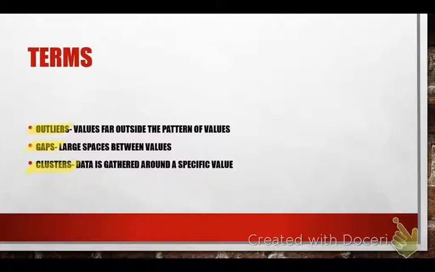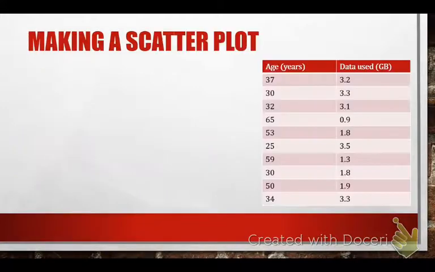Okay, so in example 1, we're going to make a scatter plot based on the data. Okay, you do not have to copy down the table. The table is there. We're going to use the values, but you don't have to copy it down. It's really important that we understand what these categories mean in the first place so we can make sense of this scatter plot. All right, age and years, data used, what does that mean in the first place?